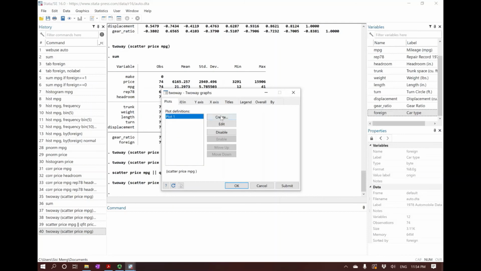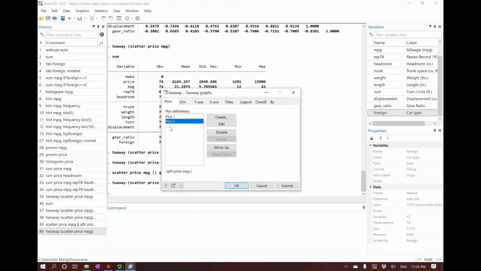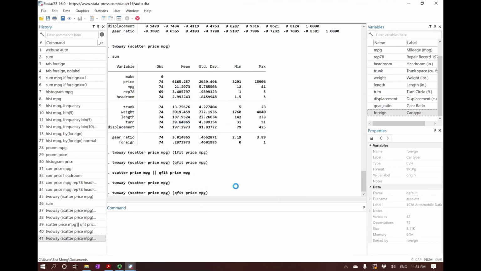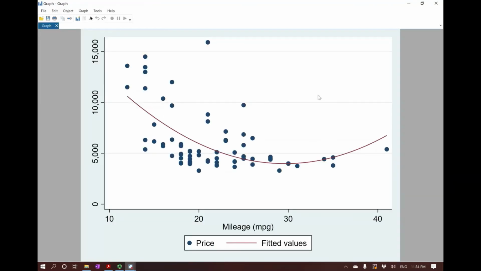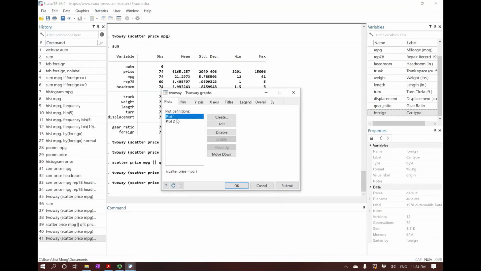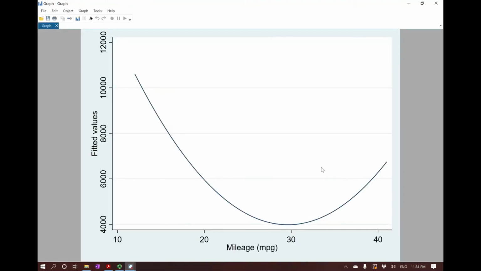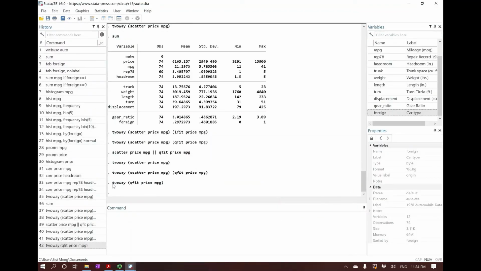But now, for example, I want to create another graph where I want to add a quadratic fitted line for price and MPG. So if I click, now I'm producing two plots at the same time. So if I click OK, you're going to see this plot. Alternatively, if you disable the first plot, disable, and only the second plot will be shown for you. So click OK. You just see a non-linear fitted curve for you. The command generated is only the two-way qfit, price, and MPG.